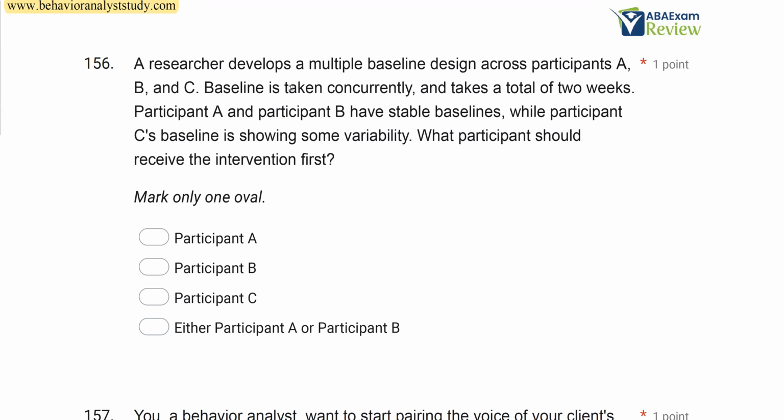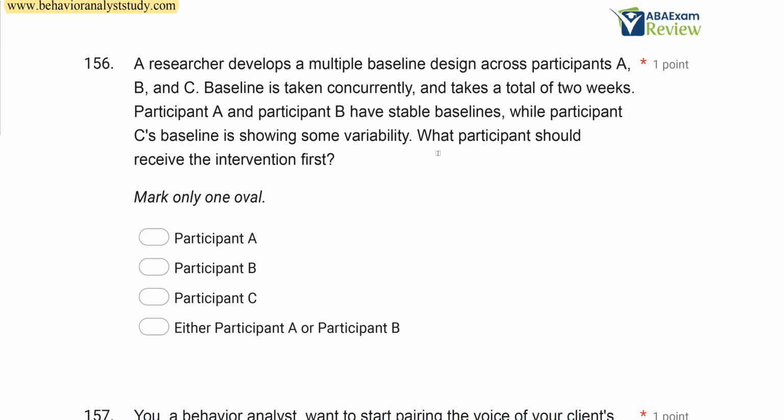156. A researcher develops a multiple baseline design across participants A, B, and C. Baseline is taken concurrently and takes a total of 2 weeks. Participant A and participant B have stable baselines, while participant C's baseline is showing some variability. What participant should receive the intervention first?